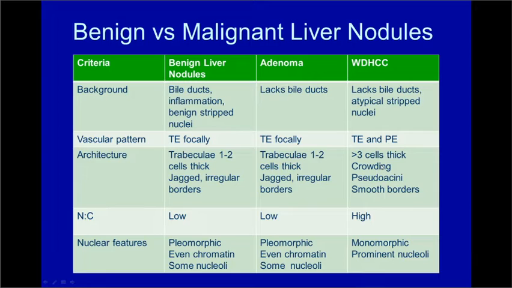Again, architectural features are important. Benign nodules retain trabeculae that are 1 to 2 cells thick, and the periphery of the groups is going to be jagged and irregular. In malignant hepatocyte nodules, we'll see crowding of the nuclei, thickened trabeculae more than 3 cells thick, smooth borders, and pseudoacinar or pseudoglandular structures. The N:C ratio is significantly increased in hepatocellular carcinoma compared to benign. And hepatocellular carcinoma nuclei, when they're well differentiated, show more of a monomorphic pattern with prominent nucleoli. The nucleoli are typically not as prominent in benign liver nodules, and benign liver nodules show more nuclear pleomorphism, that is more variation in the size of the hepatocytes and the hepatocyte nuclei.